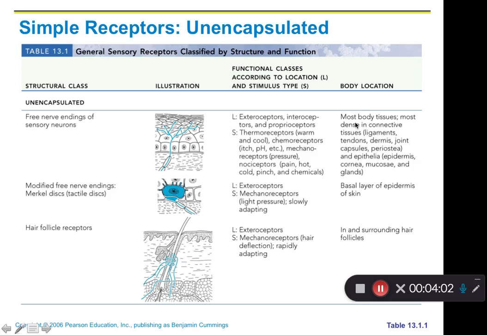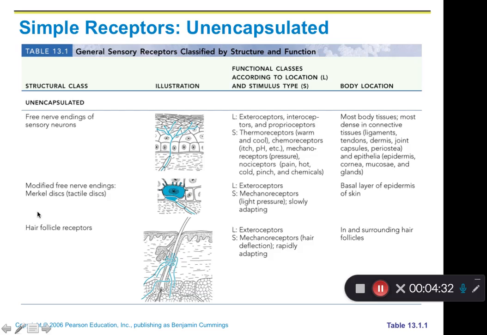Such as in the deep organs, in the skin, in the connective tissue such as the tendon, muscles, joint capsules. They can also be found in the cornea, in the digestive organs, the mucosa, and the glands.